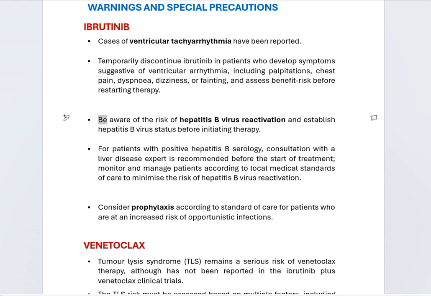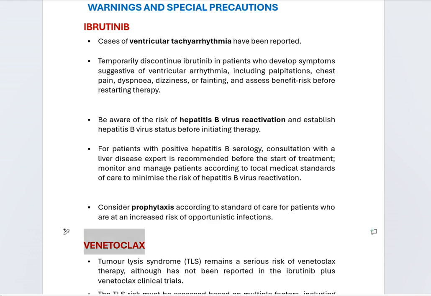Be aware of the risk of hepatitis B virus reactivation and establish hepatitis B virus status before initiating therapy. For patients with positive hepatitis B serology, consultation with a liver disease expert is recommended before the start of treatment. Monitor and manage patients according to local medical standards of care to minimize the risk of hepatitis B virus reactivation. Consider prophylaxis according to standard of care for patients who are at an increased risk of opportunistic infections.